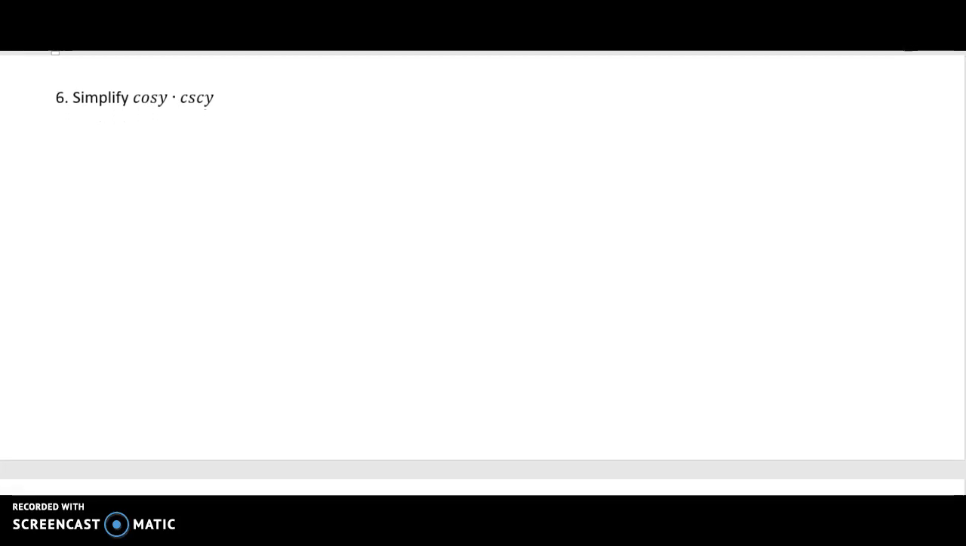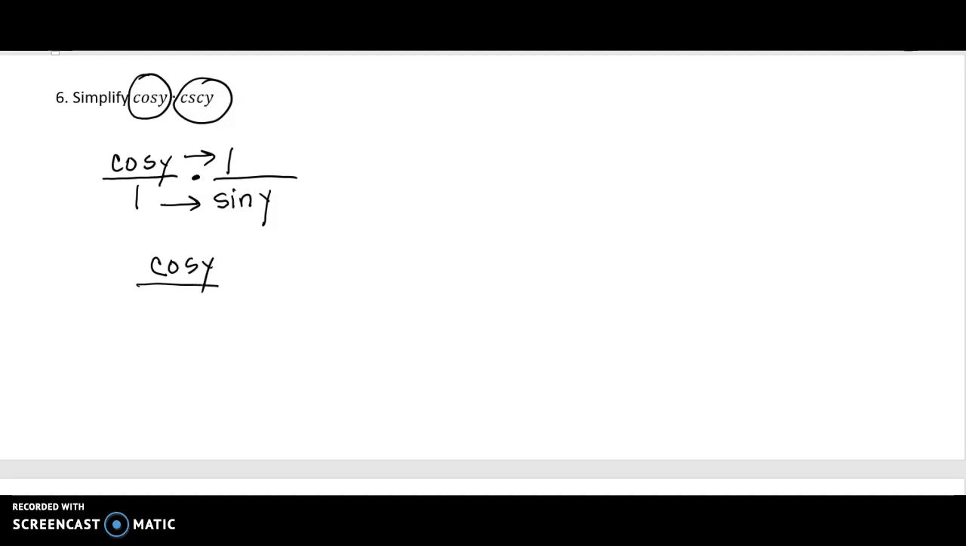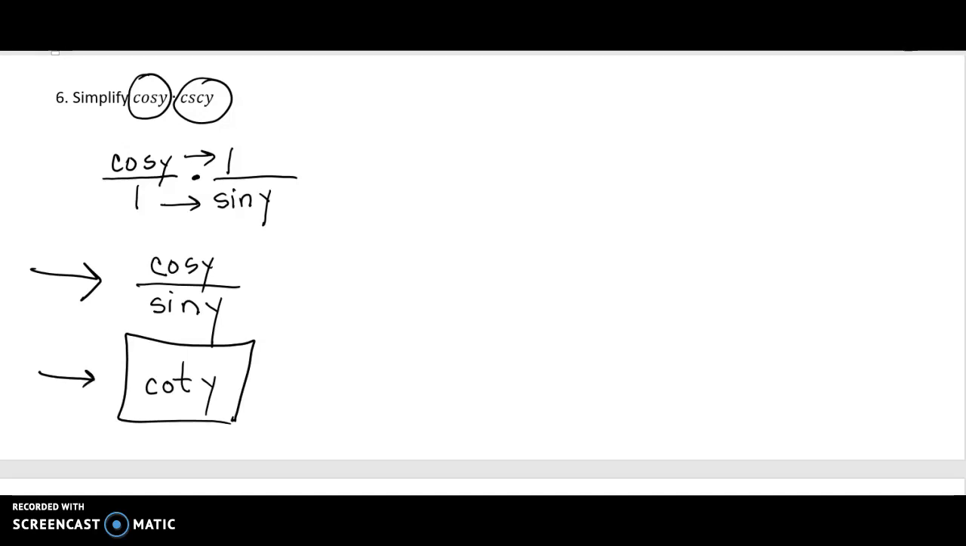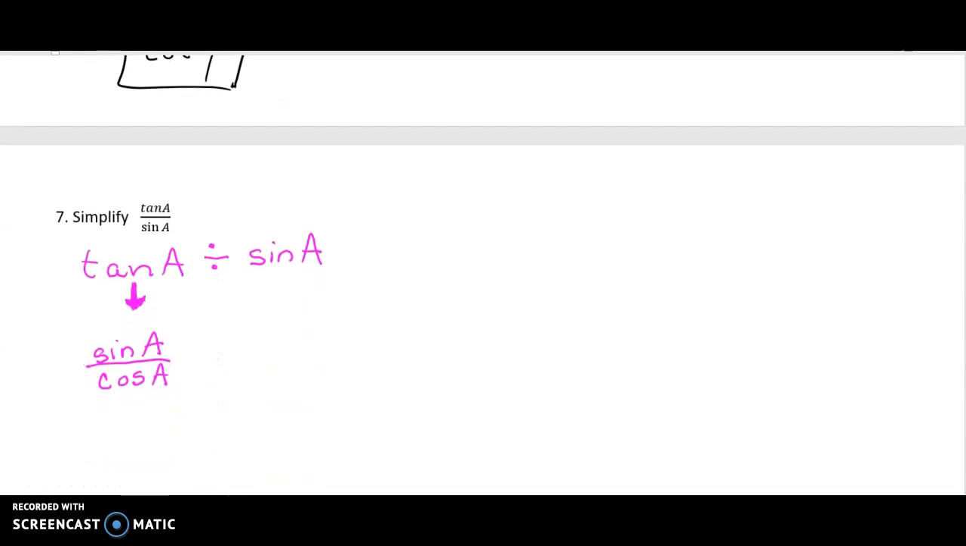In example 6, we've got cosine y over cosecant y. We're going to try to always think about writing things in terms of sine or cosine. So I like this one, cosine y. I'm going to make it over 1 times cosecant, and change that one out. I know from up above, cosecant is equal to 1 over sine y. So we multiply fractions straight across the top, straight across the bottom, and end up with cosine y over sine y. And cosine over sine is cotangent. So that would be our final answer. We always want to try to leave answers that do not have fractions in them.